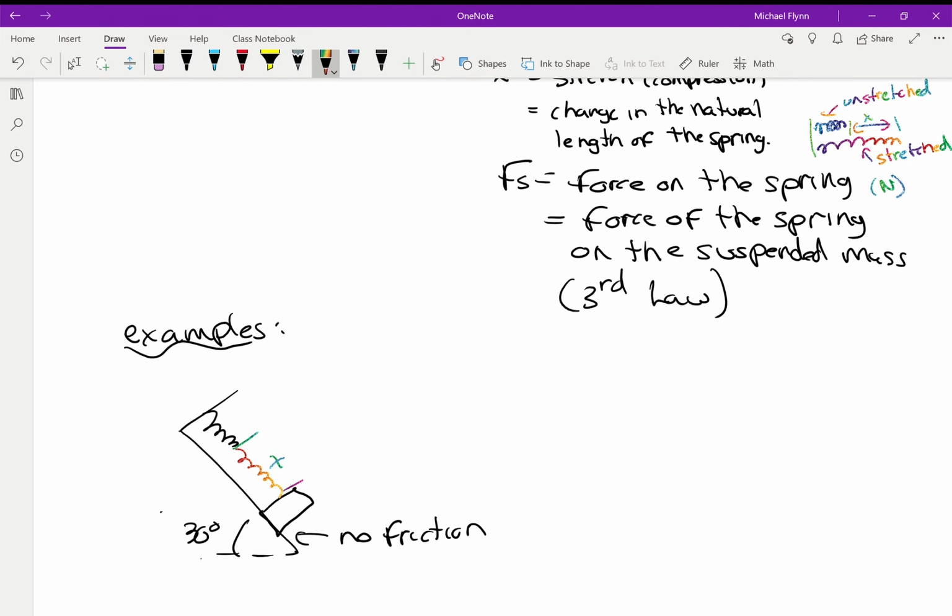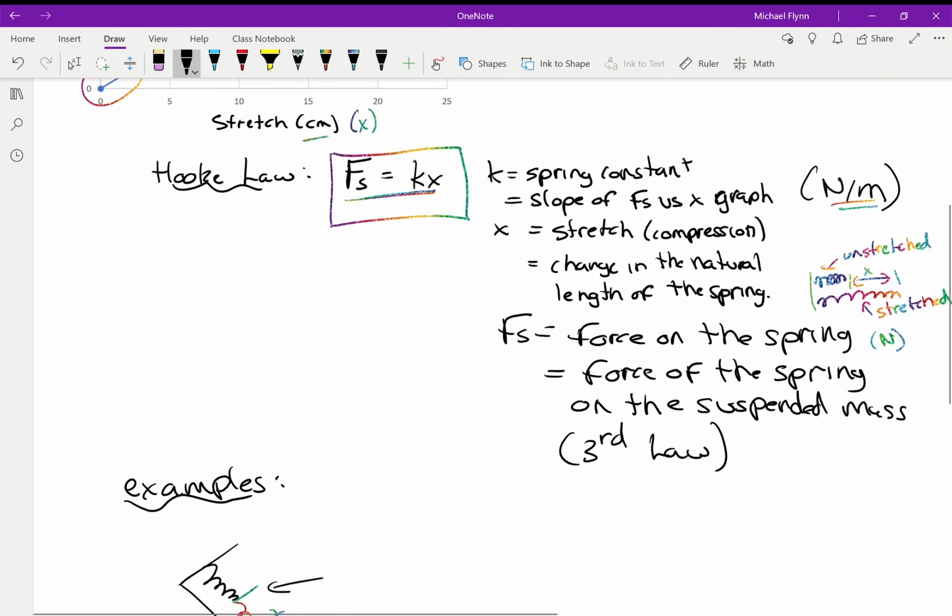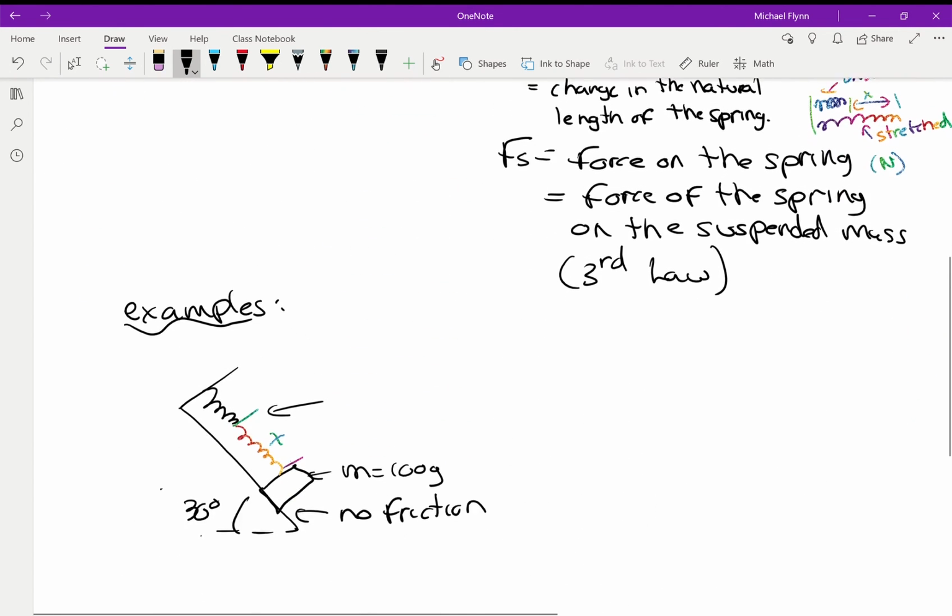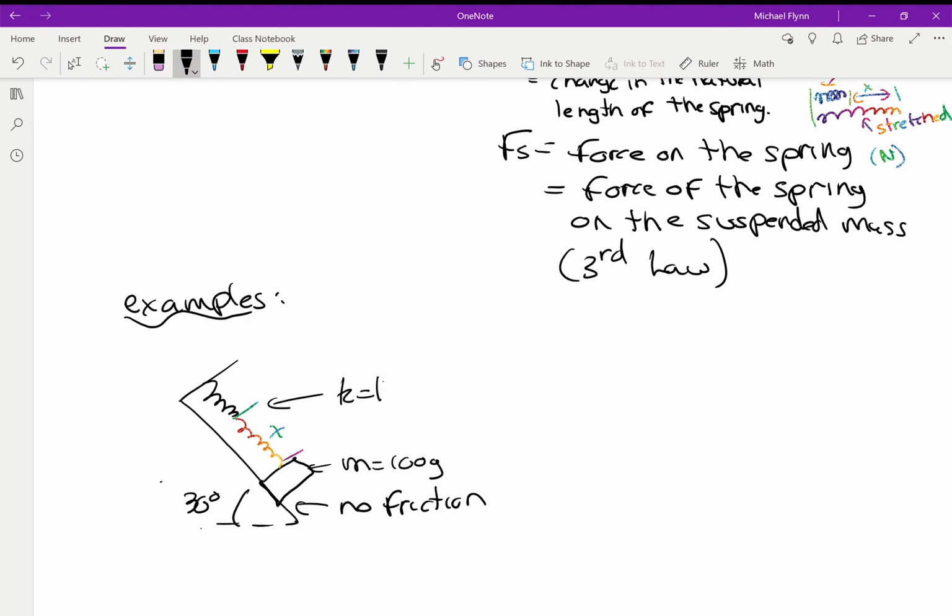Now my question for you is, if this mass is 100 grams, and our K value of the spring, let's say students, we did this lab, we'll use the same spring. So our K value is 17.7 newtons per meter. Then my question for you is, how much will it stretch the spring? What's X?